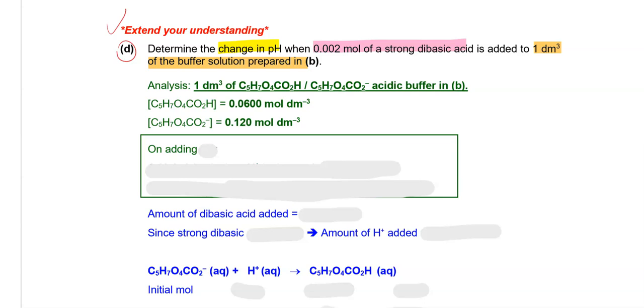Okay, on the extension question, in this case we are supposed to calculate the change in pH when this amount of moles of strong dibasic acid is added. Recall, strong dibasic acid means there are 2 H+ per acid molecule. So when we add H+, given that you have your weak acid, RCOOH, and your conjugate base, RCOO-, which is the species that is going to react with the acid.